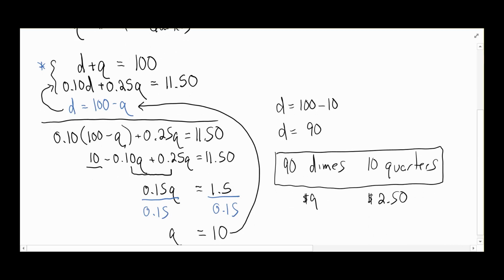Make sure that we're rereading the question and making sure that we're answering it too. We don't want to say something like D equals 90, Q equals 10, because we made up D, we made up Q. We want to answer in words and say, hey, there's 90 dimes and 10 quarters.